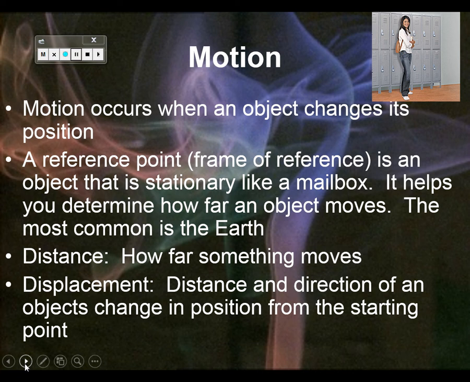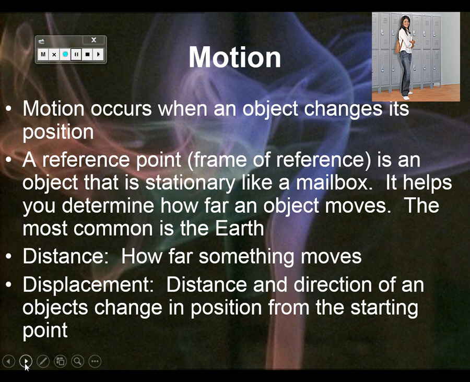Okay, motion occurs when an object changes its position. We talked about that in class a little bit today, but not a whole lot. As long as something goes from point A to point B, even if it's just a centimeter, that means motion has occurred. A reference point, or a frame of reference, is an object that is stationary, like a mailbox. It helps you determine how far an object moves. The most common frame of reference or reference point is the Earth itself.